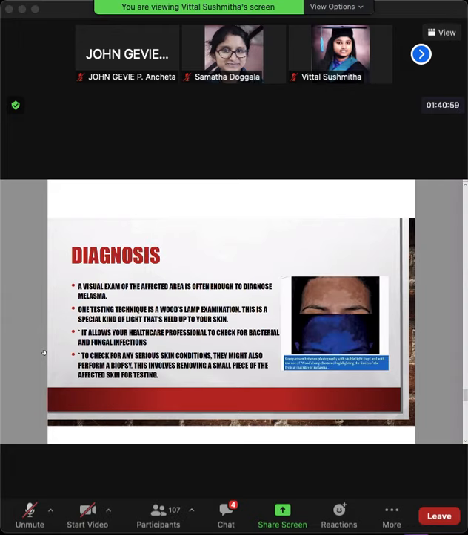Diagnosis and tests. A visual exam of the affected area is often enough to diagnose melasma. One test technique is the Wood's lamp examination. This is a special kind of light held up to your skin. It allows your healthcare professional to check for bacterial and fungal infections and for any serious skin conditions. They might also perform a biopsy, which involves removing a small piece of the affected skin for testing.